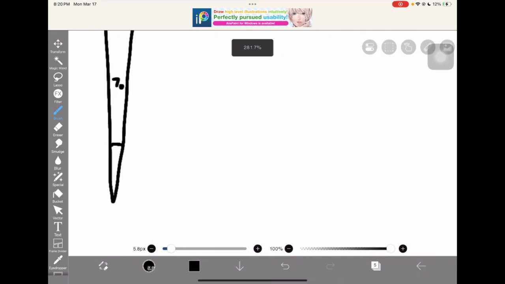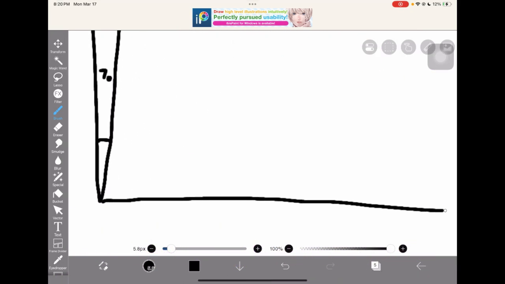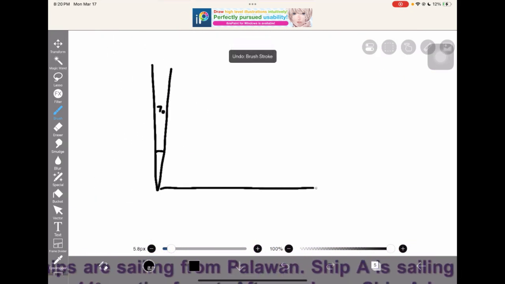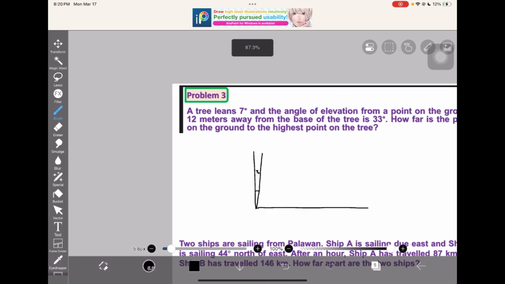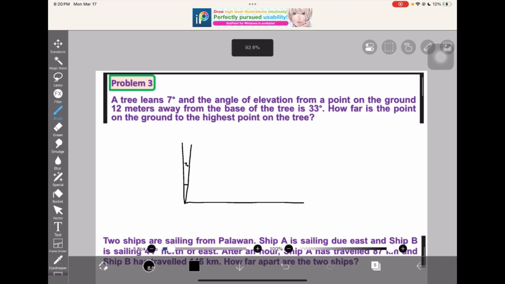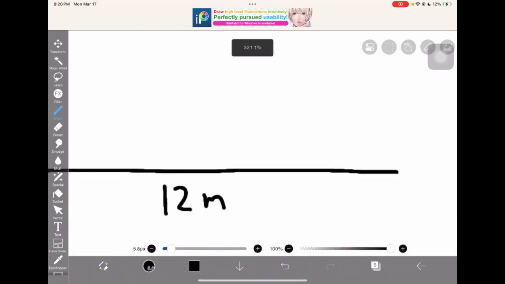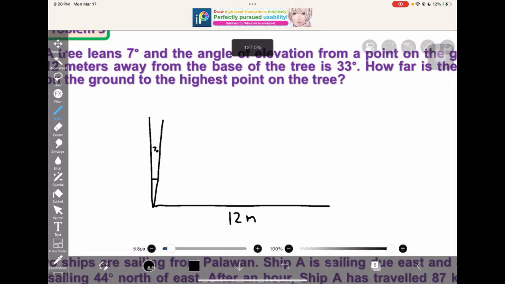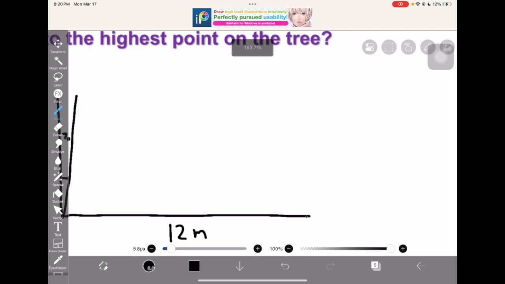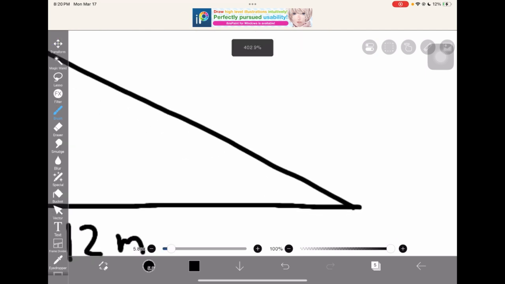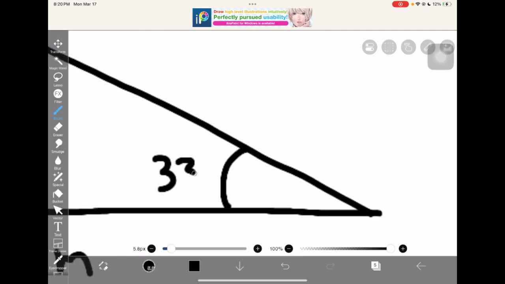Meanwhile, we know that this one, the base, is 12 meters away from the person viewing it, or the point in the ground. 12 meters. And then we also know that the angle of elevation from this person is 33 degrees.